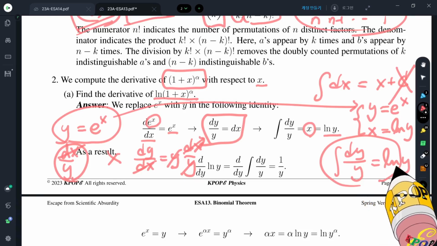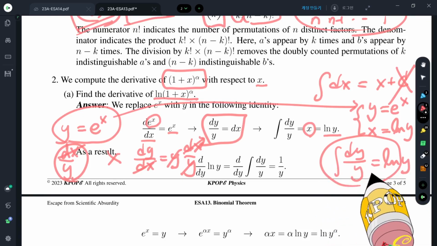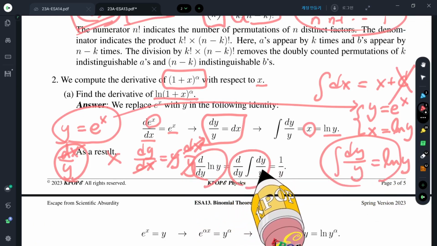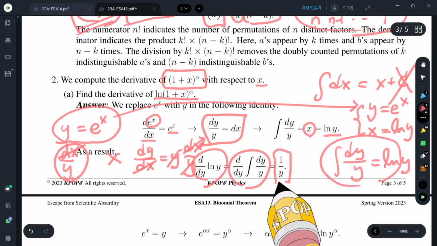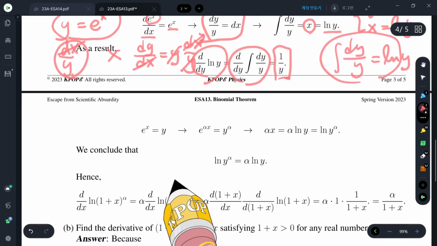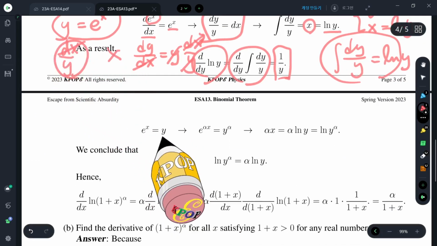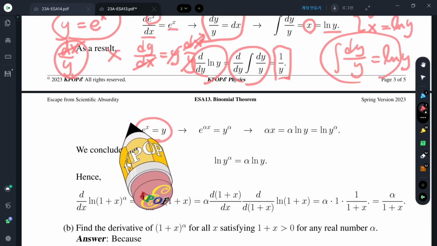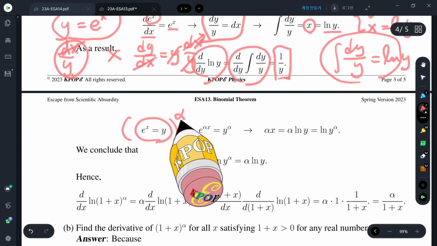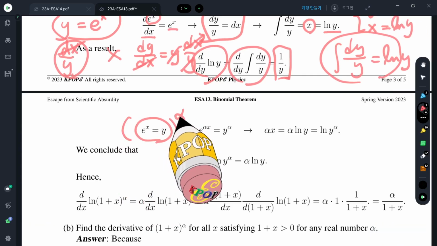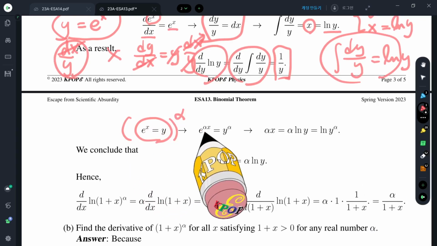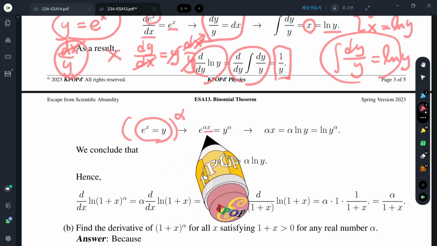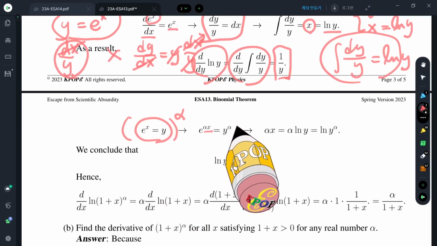Again, if we take the derivative of both sides with respect to y, then we return to the original one. That is the integrand, 1 over y. Because e to the x is y, we substitute and take the power of alpha. The law of exponents shows e to the x alpha is just a product. The resultant power is the product, and y to the alpha.